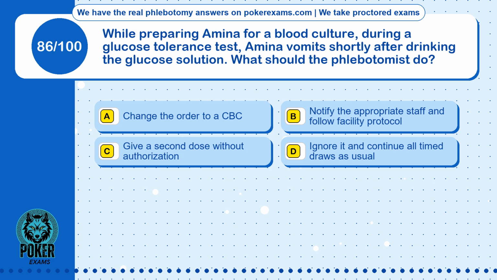Question 86. While preparing Amina for a blood culture, during a glucose tolerance test, Amina vomits shortly after drinking the glucose solution. What should the phlebotomist do? Option A. Change the order to a CBC. Option B. Notify the appropriate staff and follow facility protocol. Option C. Give a second dose without authorization. Option D. Ignore it and continue all time draws as usual.